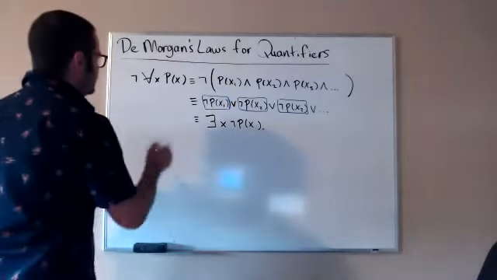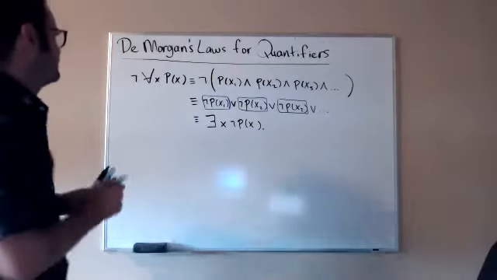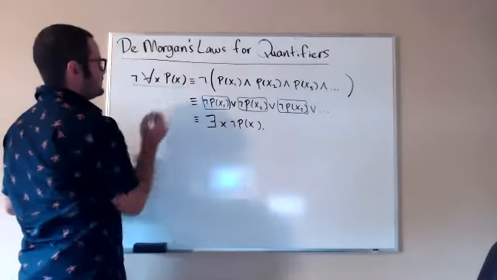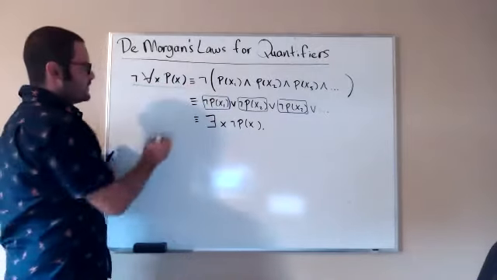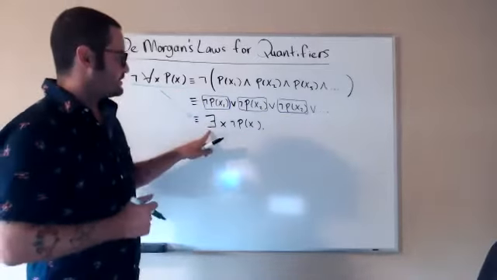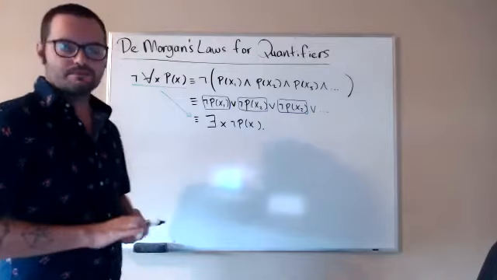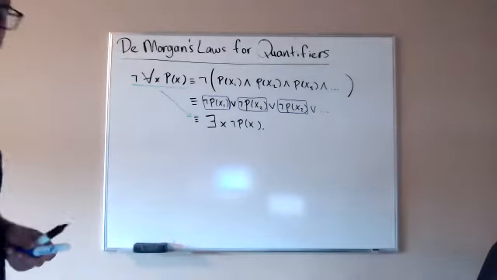So if you negate the universal quantifier here, you get the existential quantifier of the negation. Okay?